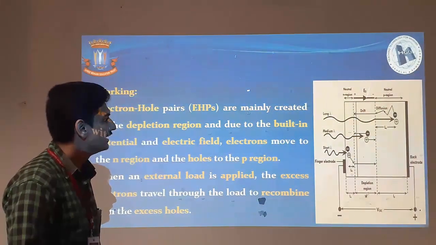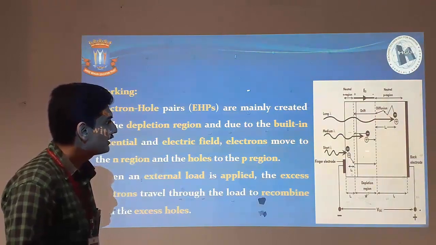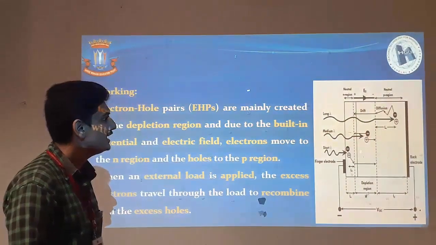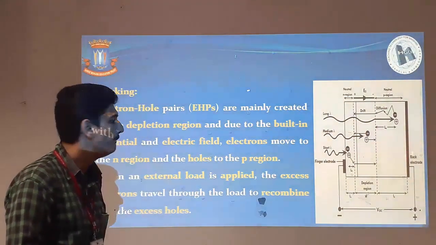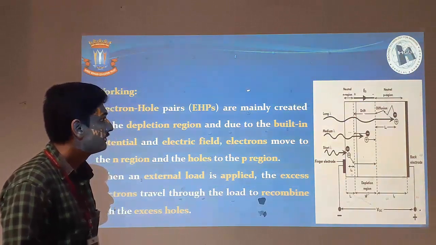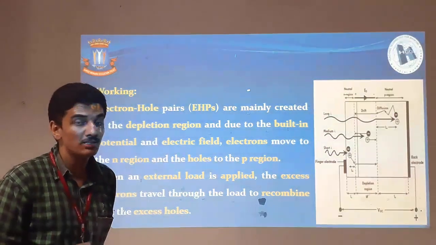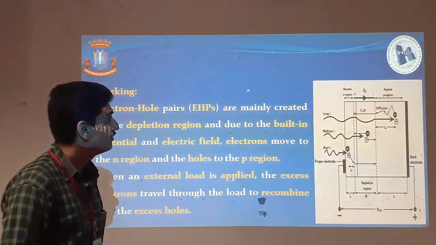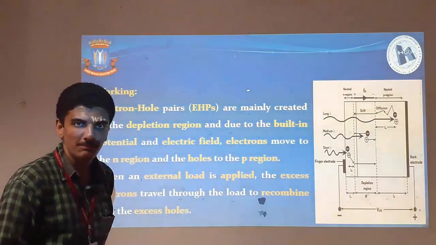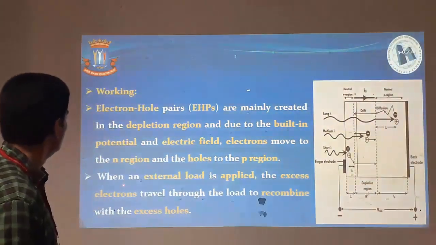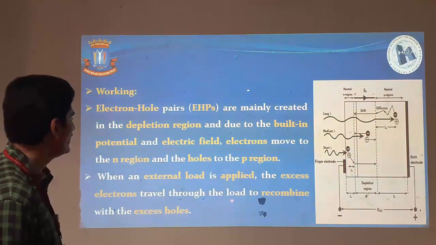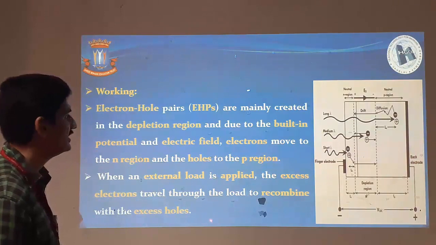And here, when these electrons and holes interact with each other, that is known as EHP, the electron hole pair. This particular region is where the drift and diffusion mechanisms are absent. The drift mechanism is possible for the neutral N region, and diffusion takes place towards the neutral P region. Hence, when an external load is applied, the excess electrons travel through the load to recombine with the excess holes.